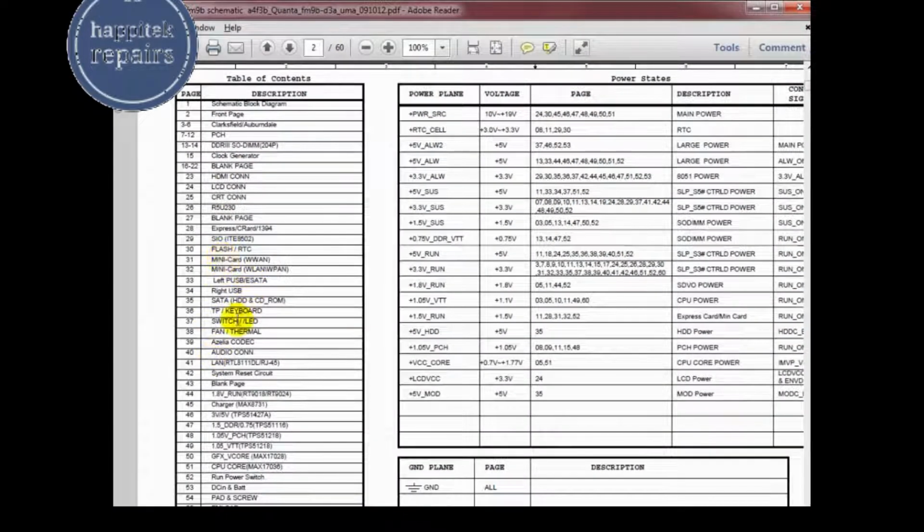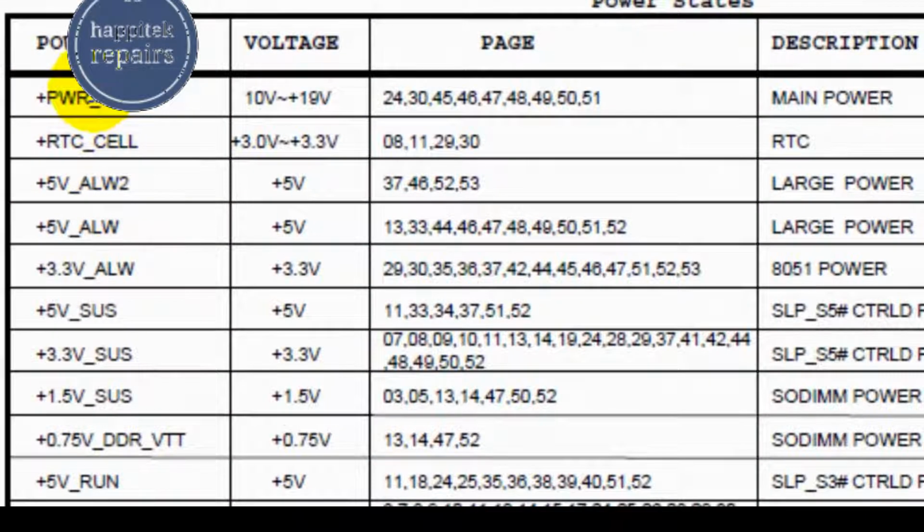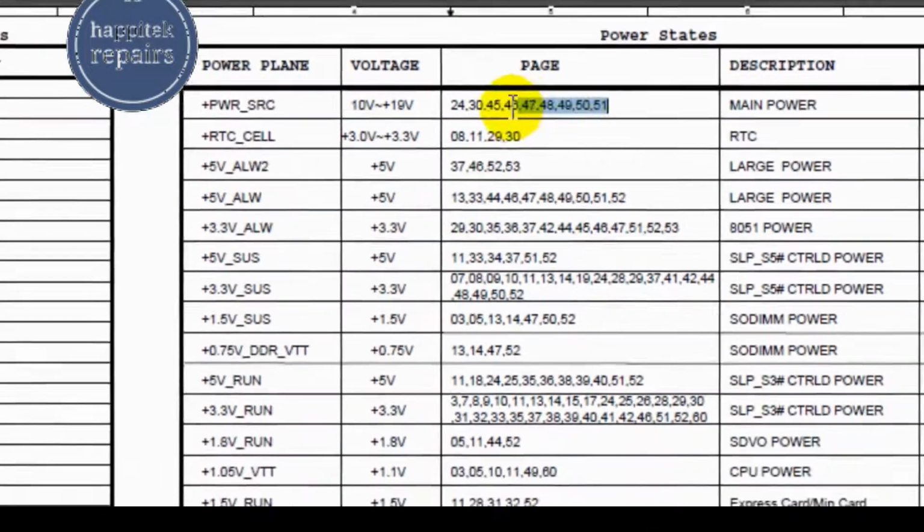All those points which connection. If you have a SATA problem, you can go to page number 35 and find the problems. Touchpad, keyboard, switch, LED, all those problems. And here is a power supply plan. Suppose power SRC is going on which page? So here it is written.